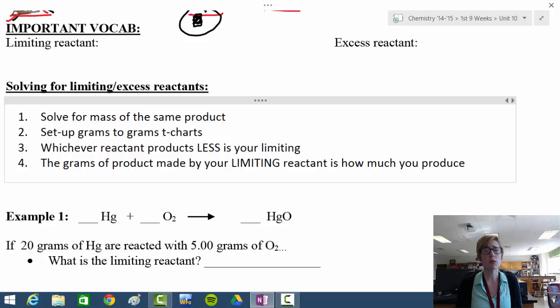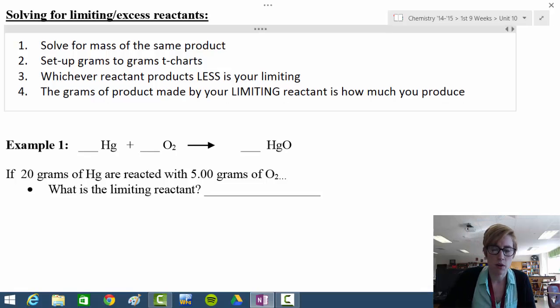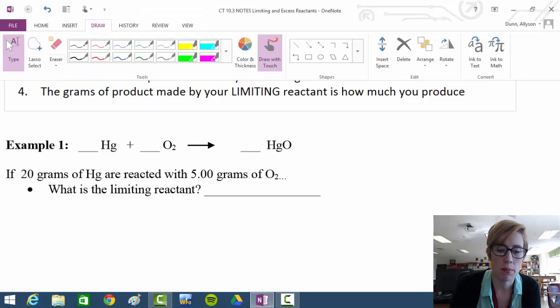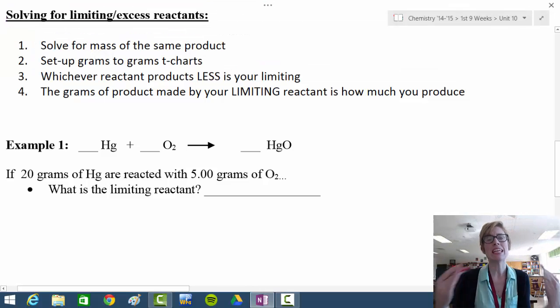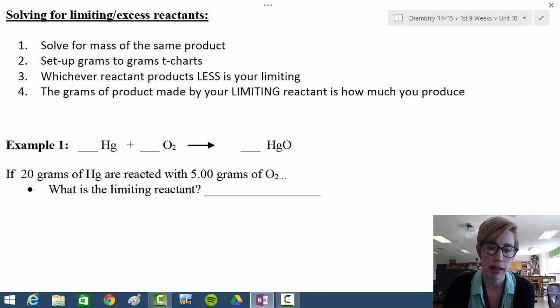So when we're looking at a problem, like example 1, it says we have mercury and oxygen, and they form mercury oxide. The first thing you do in any stoich problem is you write the reaction and then you balance it, right? Well, it's written for us, so we don't have to worry about evening out charges. Notice that oxygen is written with the 2, right? That's because it's a diatomic. But it hasn't been balanced, so let's do that first.